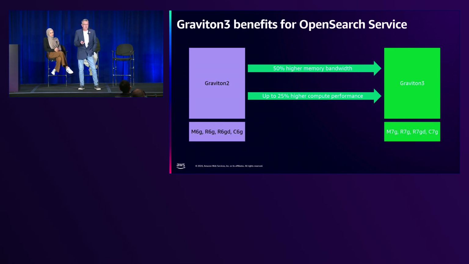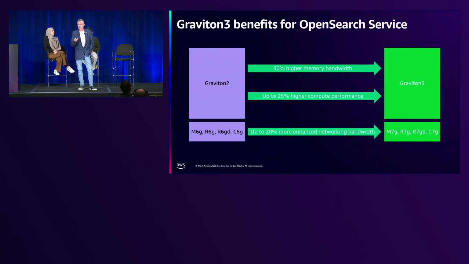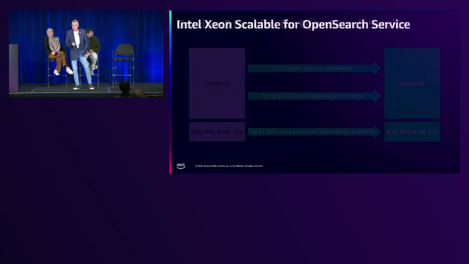Now, we have the M6, the R6, the R6GD, and the C6 series for the Graviton 2s, and there's a comparable 7 series that go with this, with the same instance family and t-shirt sizes that we talked about for the Cs, the Ms, and the Rs. Now, you can achieve up to 20% more enhanced networking bandwidth, and what this means is that communications between these data nodes for your cluster should be a little bit quicker. And so you may, over time, depending on your workload, see some improvements even with the networking capabilities.